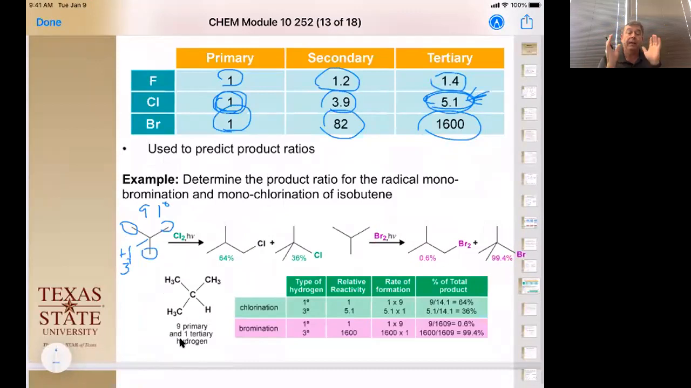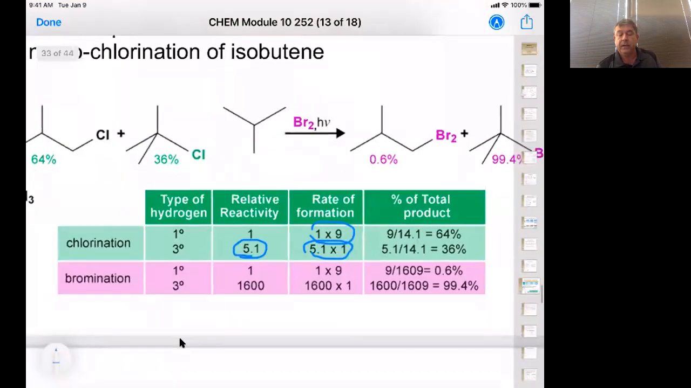Okay, so if we add our 9 times 1, we get 9, and our 1 times 5.1, we get 5.1, which is a total of 14.1. Of those 14.1 reactions that are going to happen, 9 of them are going to happen on the primary, but 5.1 of them are going to happen on the tertiary, which gives our product ratio of 64% on the primary and 36% on the tertiary. We only have 1 hydrogen on the tertiary, but it's 5.1 times more reactive than the primaries. Therefore, we get more of it in the product ratio.